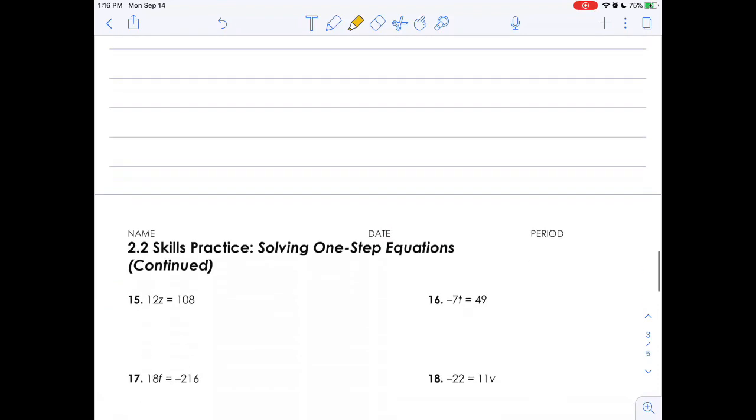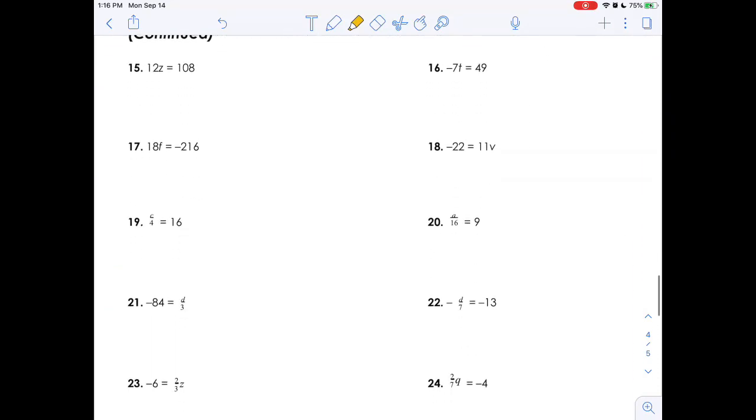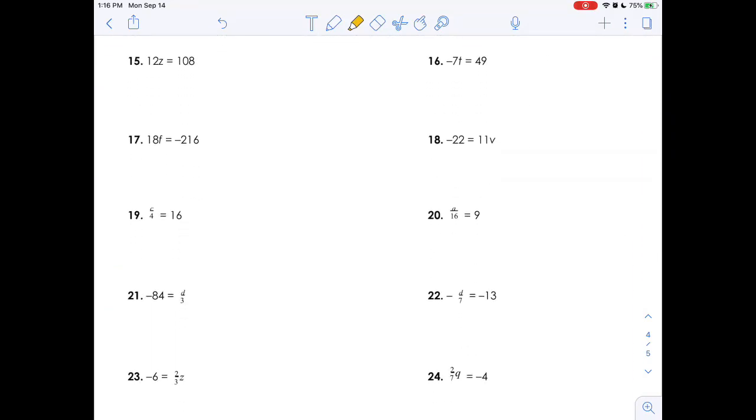Moving on to the next page, we're getting into using multiplication and division on this page. So taking a look at number 15, I have 12z equals 108. My variable here is z, so I'm trying to get the z by itself. We have to remember that when there's no symbol, there's multiplication happening. So I'm going to go ahead and rewrite this just to show that we have 12 times z equals 108.